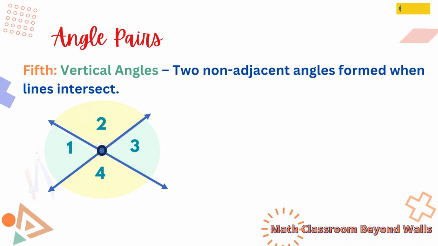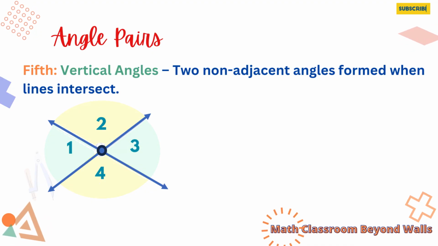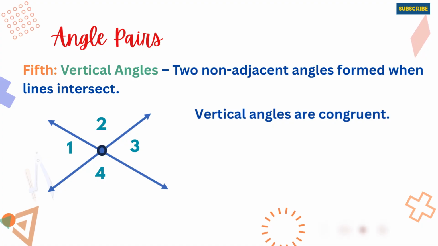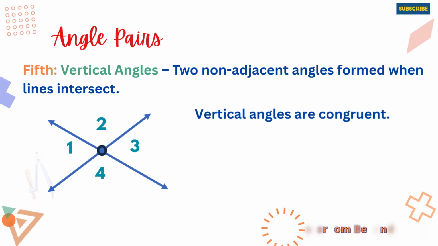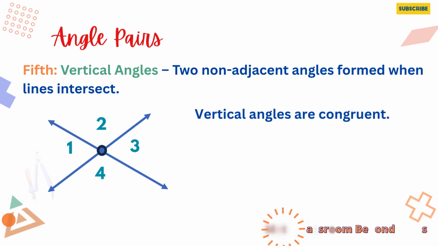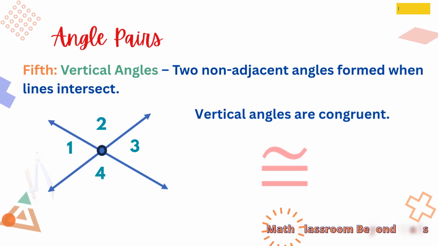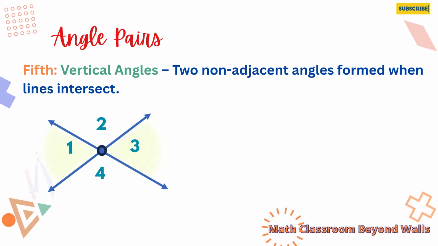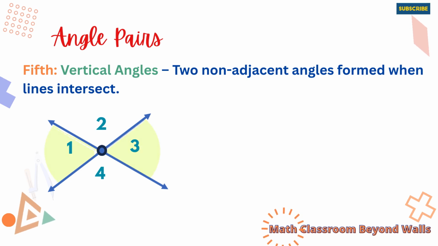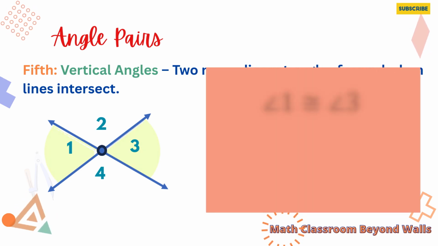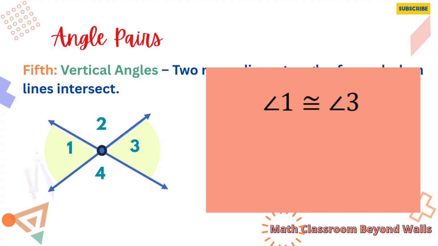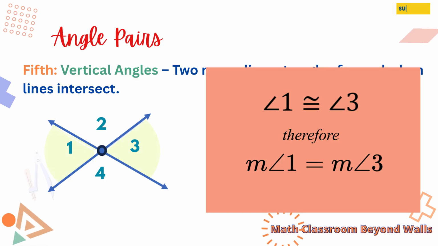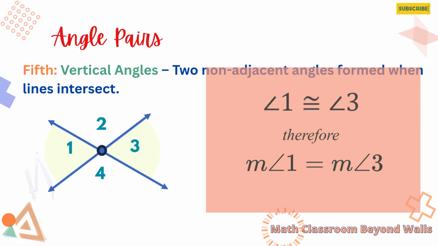So when two lines intersect, two pairs of vertical angles are formed. Vertical angles are congruent, which means that the angles in the pair have equal measures. Remember that we have this symbol for congruence. On the figure, angle 1 and angle 3 are vertical angles. Hence, angle 1 is congruent to angle 3. And because they are congruent, the measure of angle 1 is equal to the measure of angle 3.